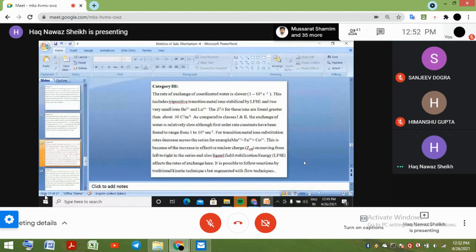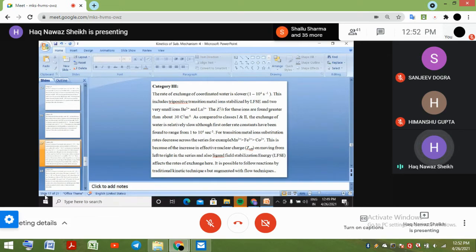Now, the third category is where the rate of exchange of the coordinated water is slower. The rate constant is of the order of 1 to 10 raised to power 4. These include tripositive metal ions stabilized by crystal field stabilization energy. Therefore, they react slowly. Two very small ions, beryllium and lanthanum ions, also fall in this category because they are also too small and therefore the bonds are very strong and they react slowly.